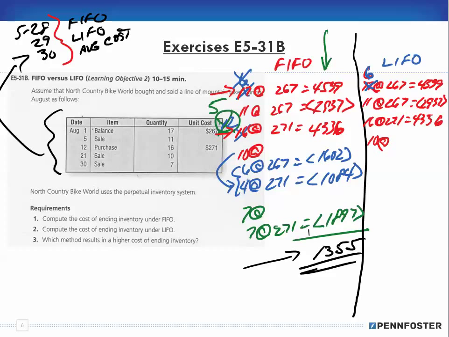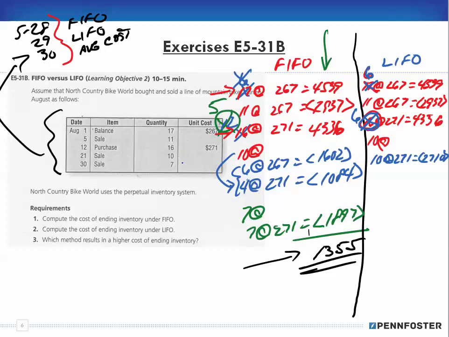10 at, and this is where the difference comes in. If I'm selling 10 and I'm using LIFO, I have to take out the last ones we had put in. Well, the last ones we put in were out of this 16 right here. These were the last ones in. So I have to take 10 out of those 16, which means I only have 6 left in those 16. So when I take 10 at 271, that's 2710. That's what I'm taking out.